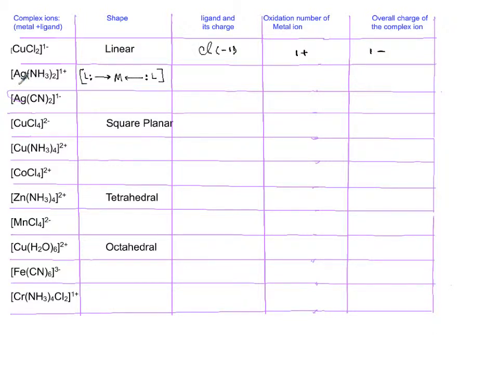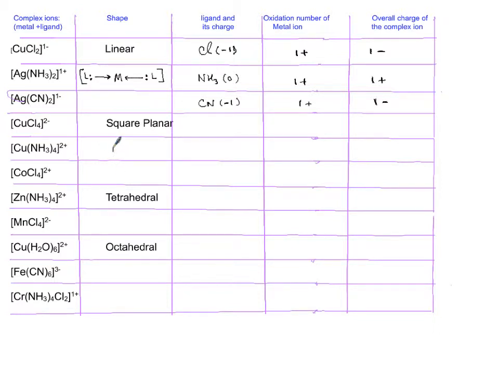The second example is silver with two ammonia. Now ammonia is your ligand, it's a molecule, so it has 0 charge. So the charge of the complex is actually the charge of the metal as well. 1 plus, 1 plus. The third example is silver again, except this time you have cyanide. Cyanide is 1 minus. So the question is what plus 2 minuses will give you 1 minus. Silver should be 1 plus. Overall you're 1 minus.